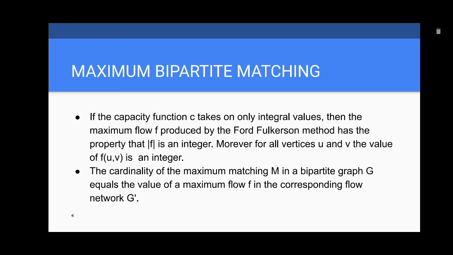If the capacity function c takes on only integral values, then the maximum flow f produced by the Ford-Fulkerson method has the property that |f| is an integer. Moreover, for all vertices u and v, the value f(u, v) is an integer. The cardinality of the maximum matching M in a bipartite graph G equals the value of the maximum flow f in the corresponding flow network G'.